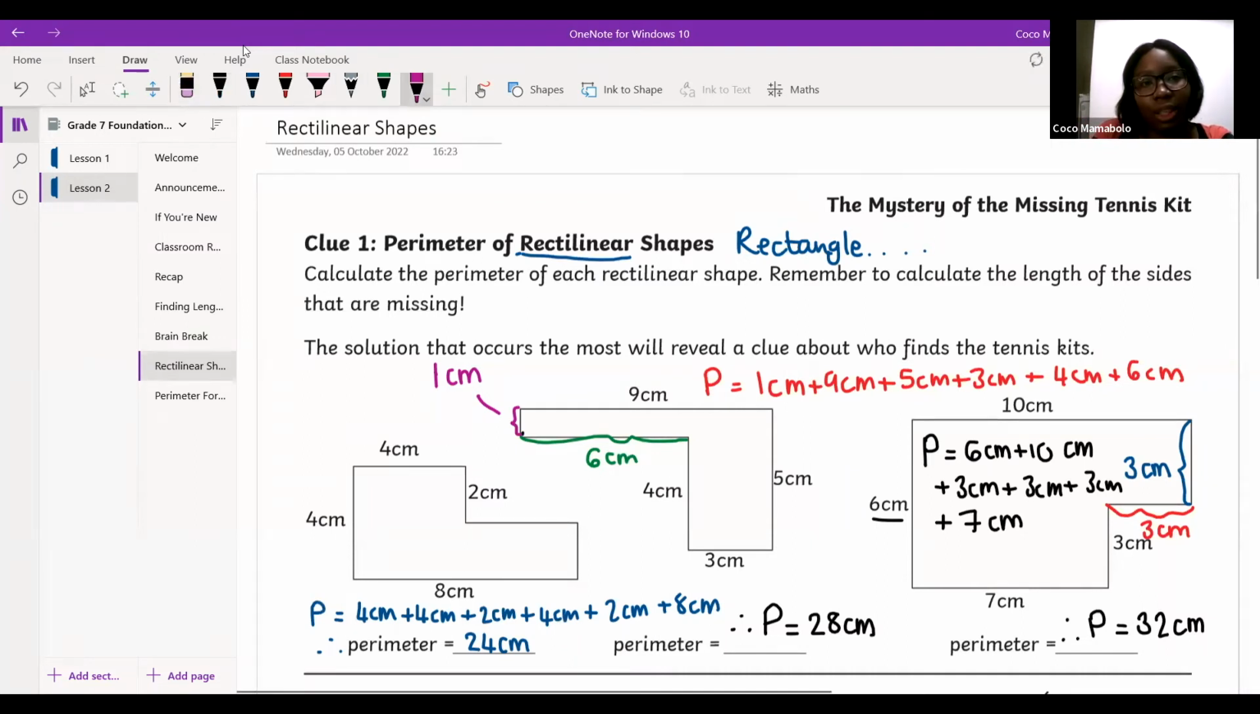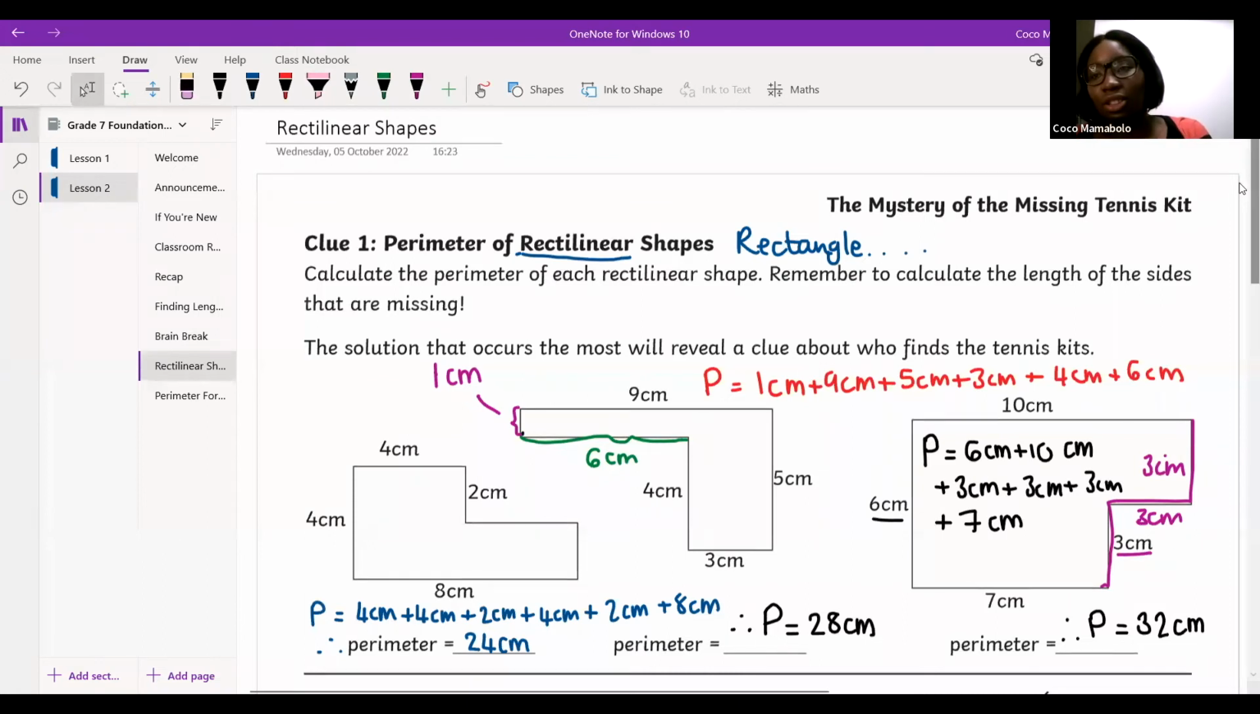Let's count the sides quickly. Okay, look at the sides that we have. 1, 2, 3 sides. So many of us forgot the third 3 centimeters. You added 2 of them instead of adding that one as well. So just make sure that you're putting every single side on the rectangle. I can tell many of us missed that third side. It's very important for us to pay attention to it.